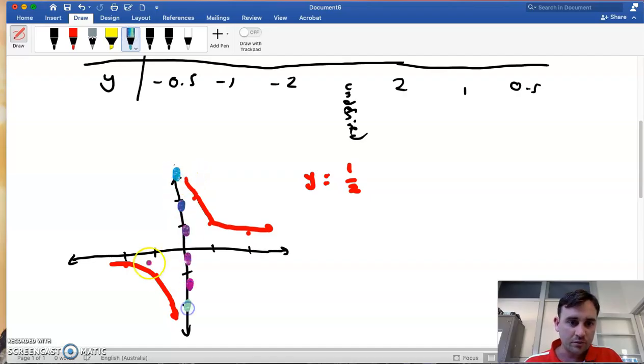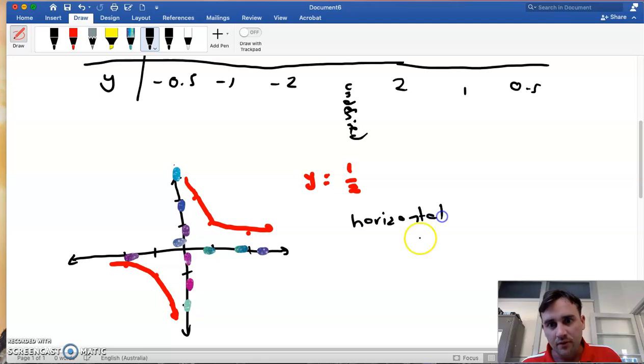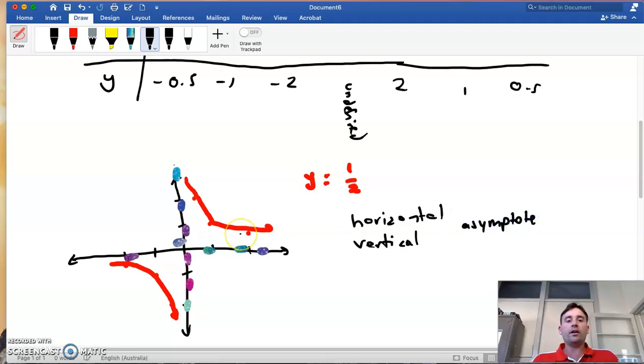Why does it never touch? Well, that's what's known in this particular graph as a horizontal and vertical asymptote. So that is a point at which this graph will never touch. This graph will actually go infinitely and never touch this asymptote. These asymptotes in this case are located at y equals 0 and x equals 0.